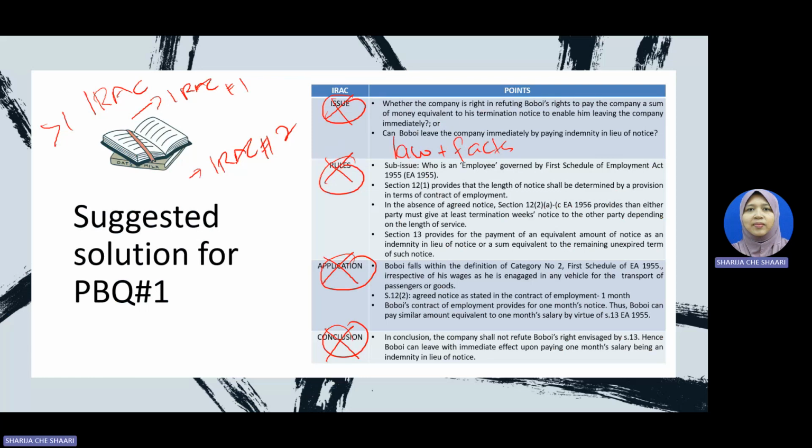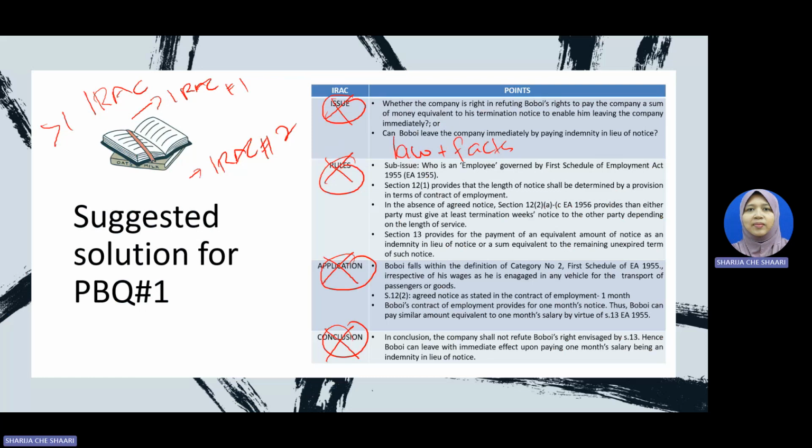In the next paragraph, now you have to identify the issues. The first one is that you need to identify employee. Who is an employee? So the submission would be whether Boboy is an employee. You don't have to answer here yet, because you need to answer in the application. And then what is the law concerning notice period? The law, you have to state generally.